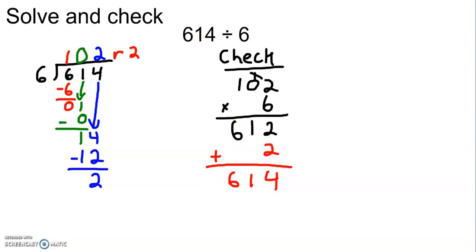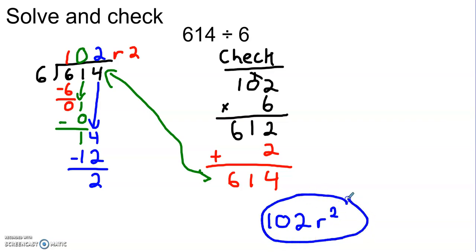So when I look at this, I see that my dividend is the same as my check. So I know that my answer is 102, remainder 2. So I'm going to write that at the end, 102, remainder 2, and then I'm going to circle it. Sorry, this should have been a bigger 2. I don't know why I wrote it as an exponent, but that's a 2, remainder 2. I want you to pause this video now and write this in your notebooks.